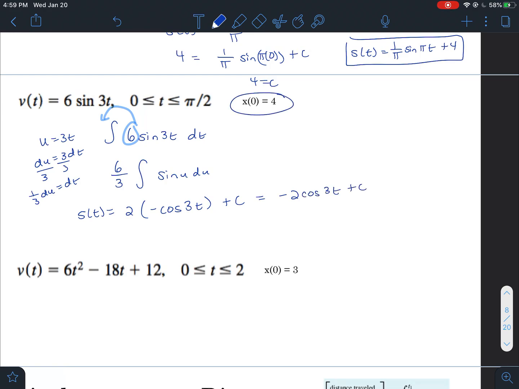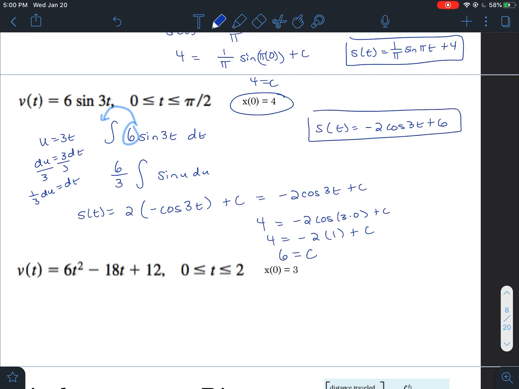Well, I know if I plug in 0, I should get 4. So plug in 0 and I get 4. So 4 equals negative 2 cosine of 3 times 0 plus c. The cosine of 0 is 1, so this is going to be 4 equals negative 2 times 1 plus c. Add the 2, so my constant c is going to be 6. So my displacement function, s of t, equals negative 2 cosine 3t plus 6.